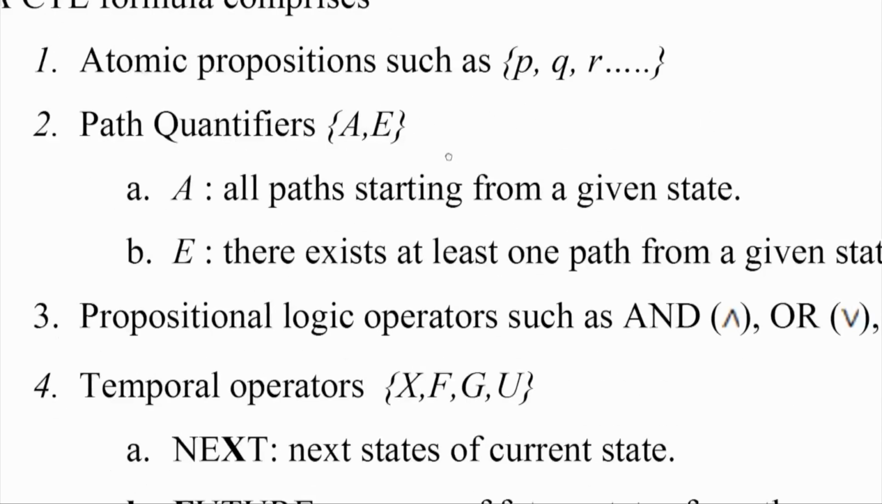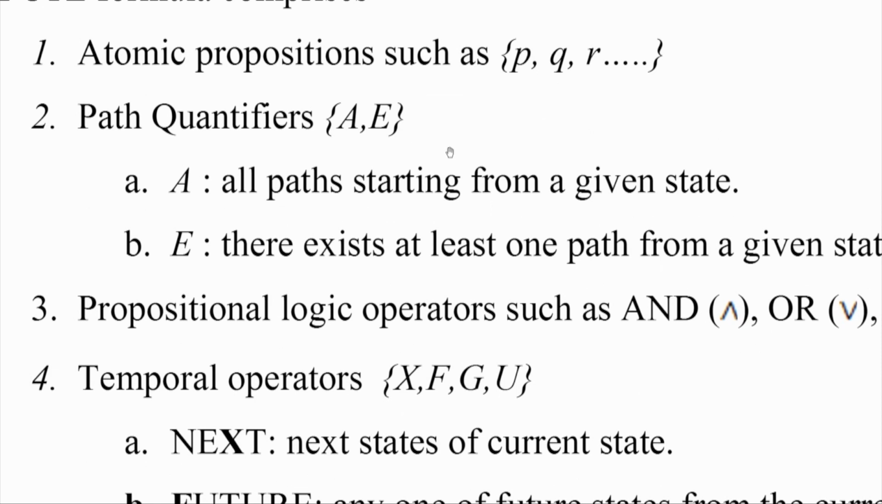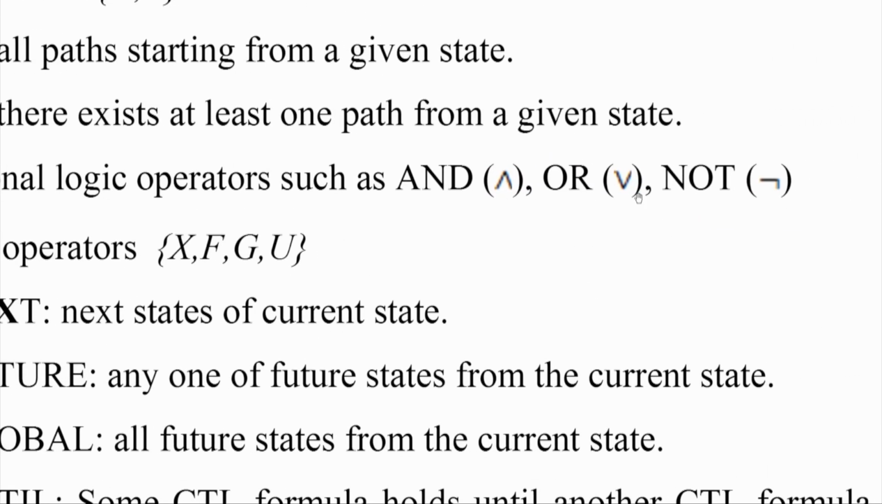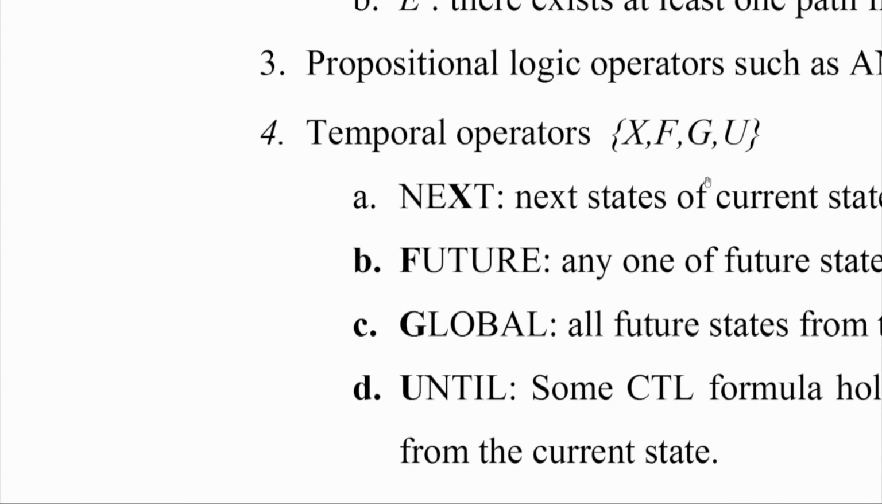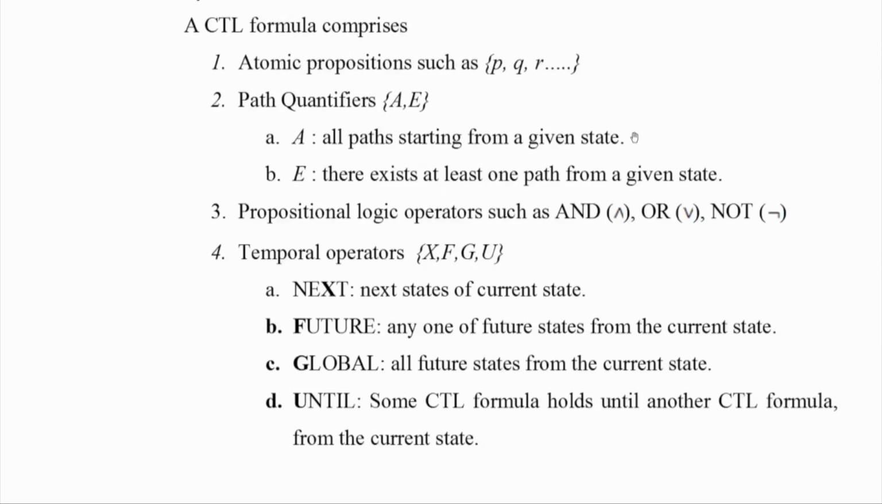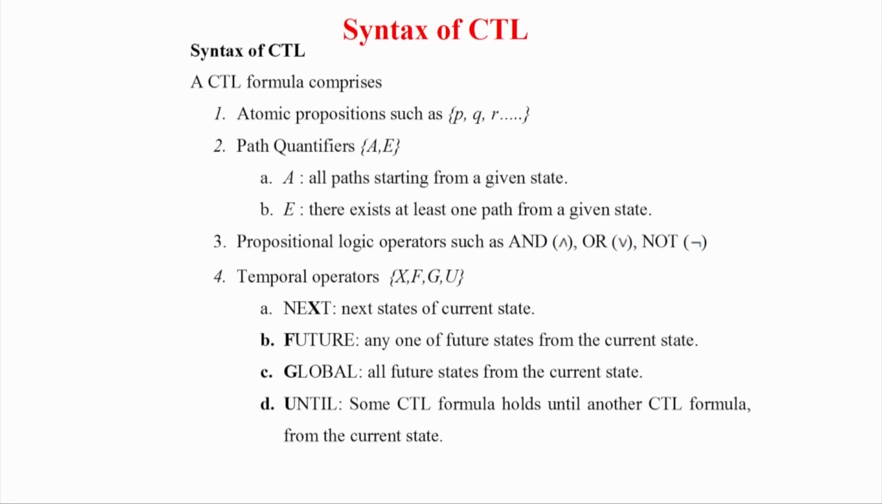Then there are path quantifiers, because as I have told you, in CTL there are a lot of paths from the root node, there can be a lot of path branching in time. So you can say that A means over all paths and E means there exists a path. There can be two ways of representing this, all paths or there exists a path, because of the branching time logic. Then propositional logic operators like AND or NOT will obviously be there, and temporal operators like we have seen: next state, future, globally, until. So basically these are the syntax of CTL.